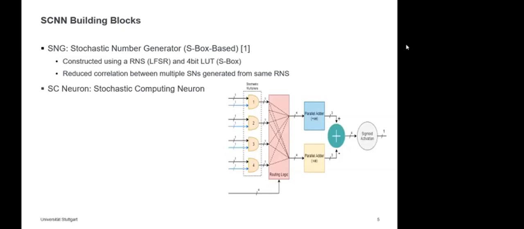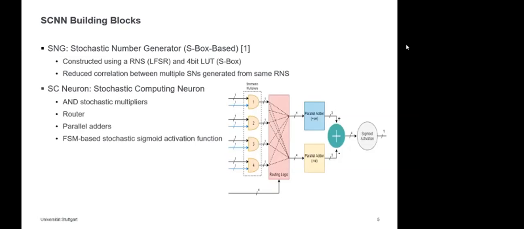Next component is the stochastic computing neuron. The schematic is shown here. It consists of a set of AND stochastic multipliers to obtain the products between the input pixel and trained weights. Then we have the router logic that is used to route the negative products to the negative parallel ladder and positive products to the positive parallel ladder. The binary sum out of the parallel ladders is fed as an input to the FSM-based stochastic sigmoid activation function.